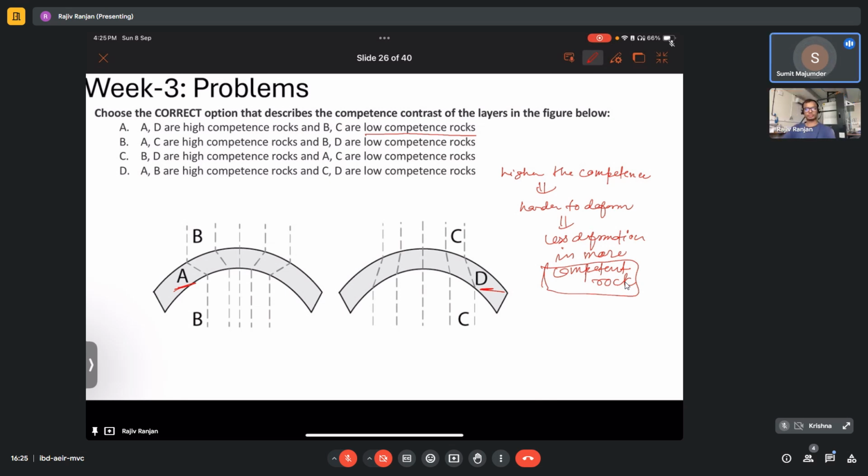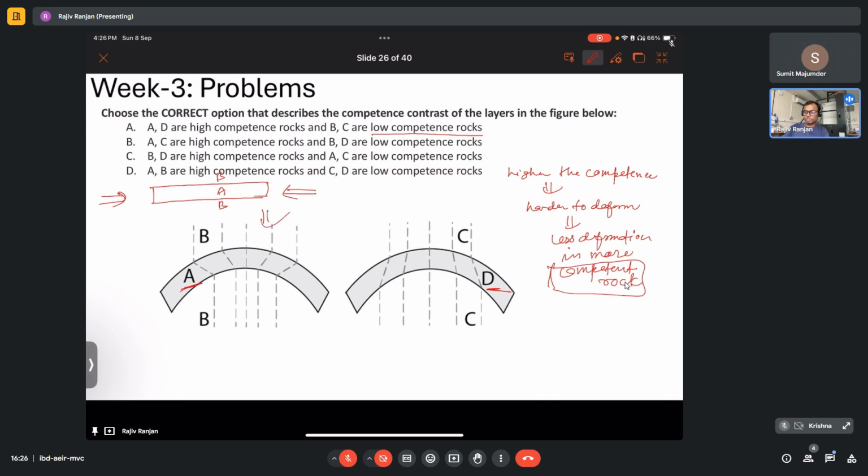Sir, in the left diagram, is B the higher layer and A the lower layer? It's not a higher or lower layer. Just imagine that this is the initial scenario. The initial scenario is like this: A, B. So some forces acted here, and then it got deformed.